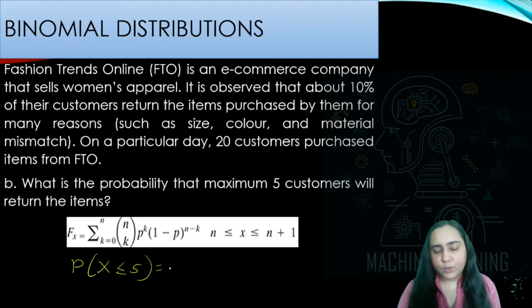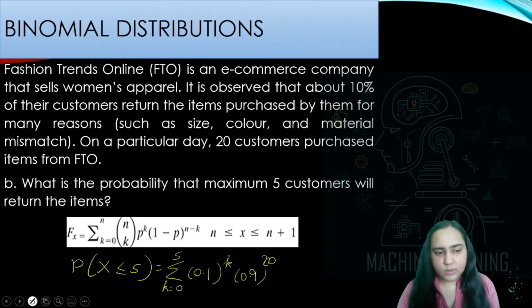Using the sigma sign, you're told that maximum 5 customers, which means it could be 0, 1, 2, 3, 4, or 5. So our sigma will have k equal to 0 up to 5. Once again, the probability of returning something is 0.1, and this will always be raised to k. The probability of not returning something is 0.9, which will be raised to n minus k, where n is 20 in our case. This is going to be 20.